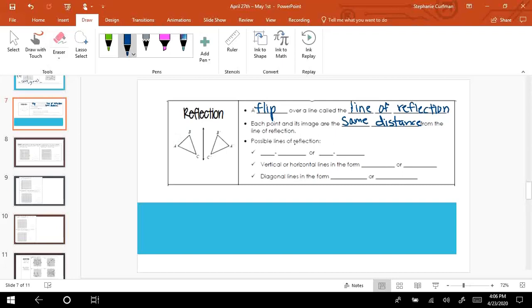Possible lines of reflection. We're going to look at 3 types today. You could have the x-axis or the y-axis, which is the most common. You could have vertical and horizontal lines, like y equals some number, k, or x equals some number. Or you could have the diagonal lines, y equals positive x or y equals negative x. And we'll look at each one of those in more detail in the next few minutes.